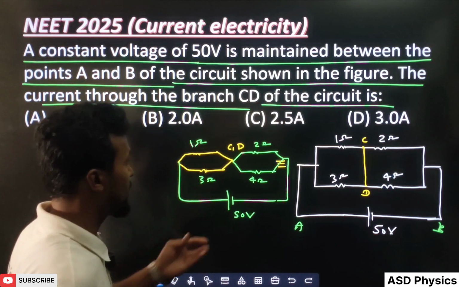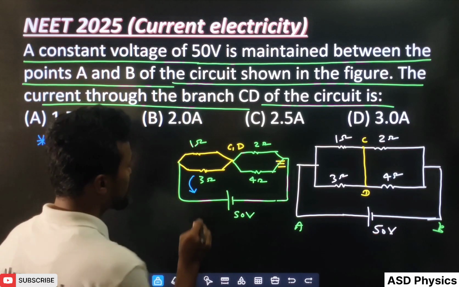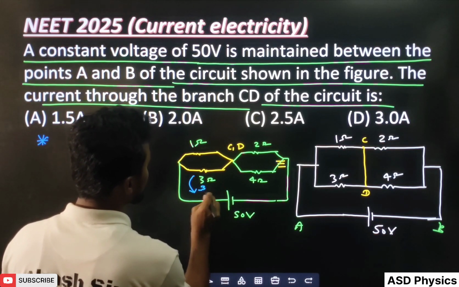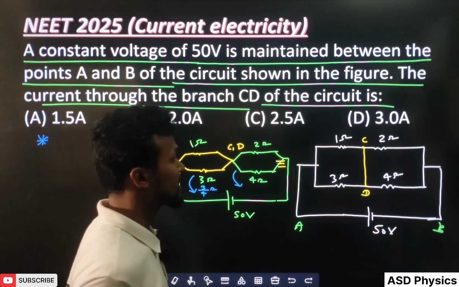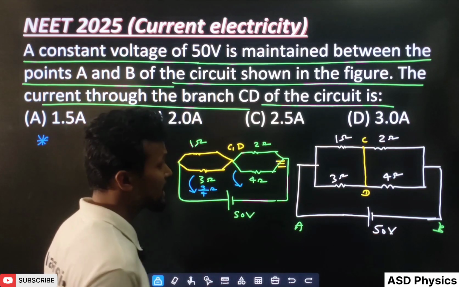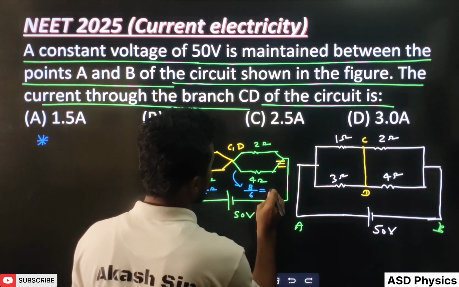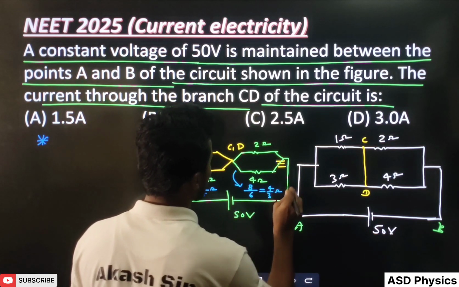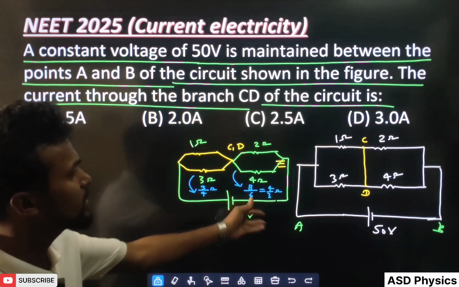1 and 3 are in parallel. So this equivalent will be how much here? If I write this equivalent as R1 R2 by R1 plus R2, it will become 3 into 1 by 3 plus 1, 3 by 4. Is it? Here also, 2 and 4 are connected in parallel. So 2 into 4, 8, and 2 plus 4, 6. 8 by 6, how much here? 4 by 3 ohm. Is it? So this is coming 3 by 4 and this is coming 4 by 3 ohm.